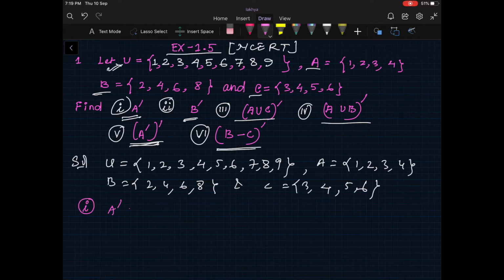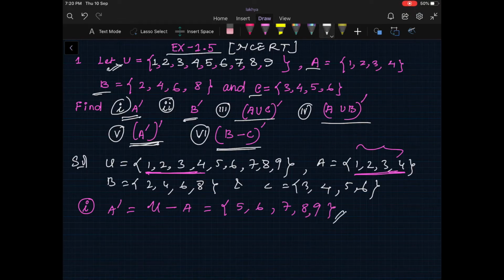Okay, so now let's find A complement first. How to find A complement? A complement is equal to nothing but universal set minus set A. So what to do? You have to eliminate the elements of set A from the universal set. So what are the elements in set A? 1, 2, 3, 4. So eliminate those elements from the universal set, and the remaining elements are 5, 6, 7, 8 and 9. Okay, so this is the result, A complement.